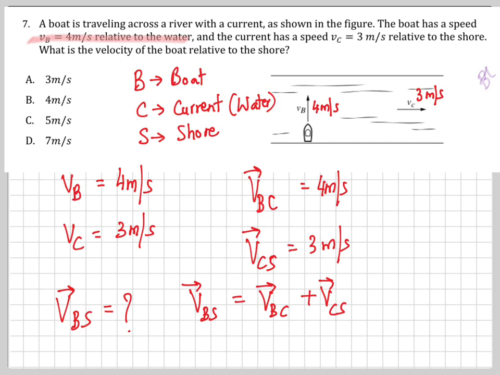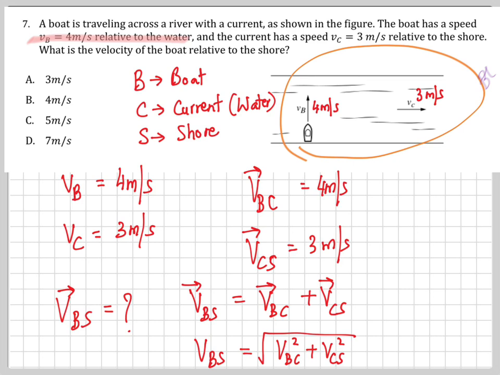So we can write VBS is equal to VBC plus VCS using the concept of relative motion. Now, because velocity is a vector quantity and we cannot just add them directly, we have to look at their directions, and we can see that VBC and VCS, as you can see in the diagram, are moving at a 90-degree angle. That means we'll use Pythagoras theorem to find the velocity. So VBS will be square root of VBC square plus VCS square. Substitute the numbers and we get the answer as 5 meter per second.